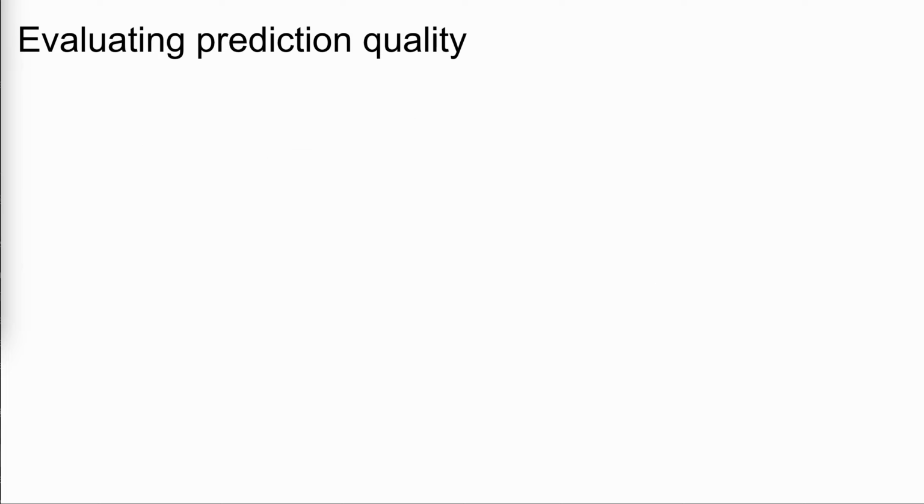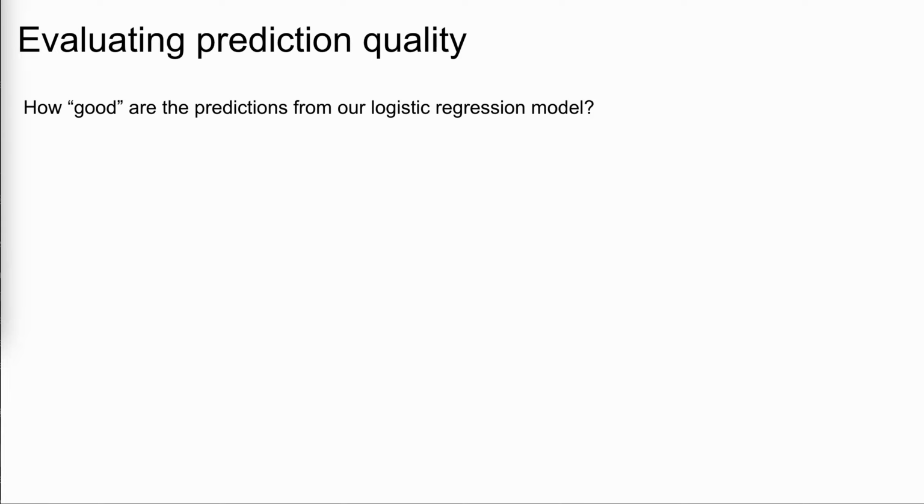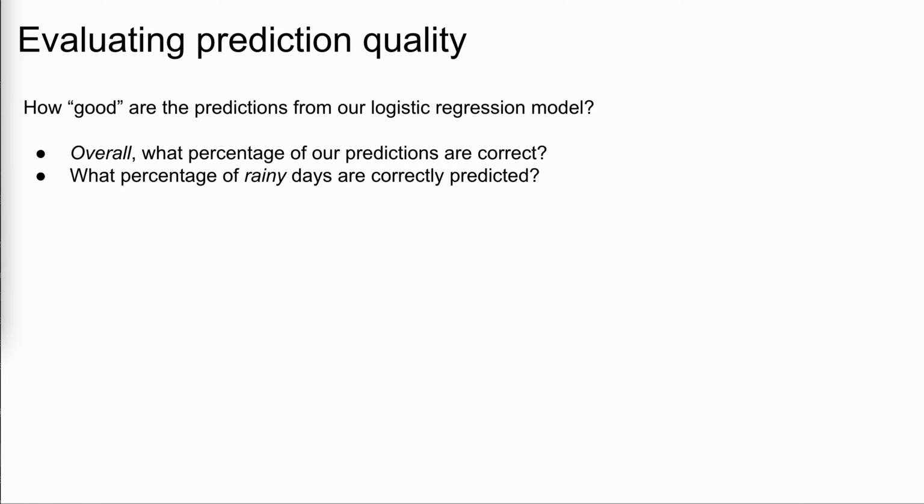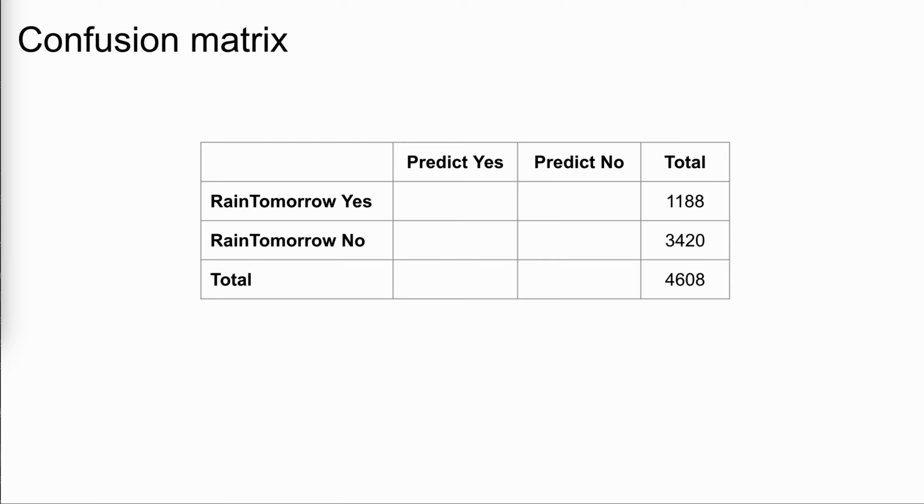These 6 data points bring up some important questions. In general, how good are the predictions from our logistic regression model? And we can break this big question down into 3 more specific questions. Overall, what percentage of our predictions are correct? And breaking that down even further, we can narrow in to what percentage of rainy days are correctly predicted and what percent of non-rainy days are correctly predicted. A confusion matrix provides some insights.